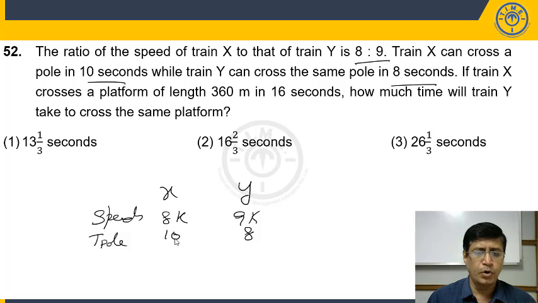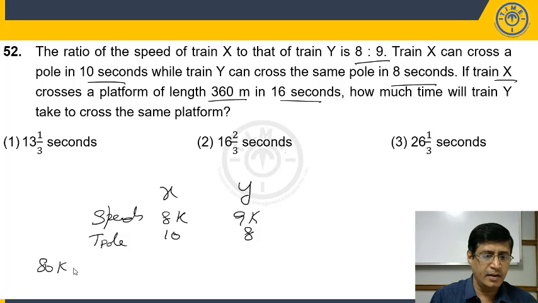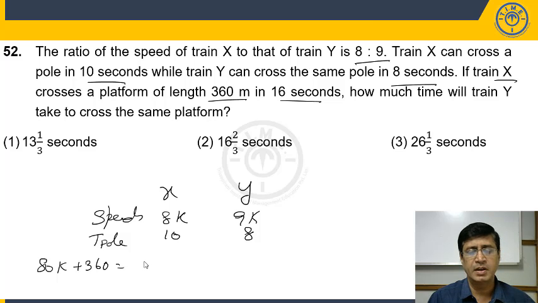Now it is crossing a pole in 10 seconds, which means the first train length is equal to 8K into 10, that is 80K, and the second train is 9 into 8, 72K. Now the same trains X and Y cross a platform of length 360. X is crossing in 16 seconds, whereas Y can cross the same platform in how much time? Now 80K is the length of the train. So 80K plus 360 is the total distance.